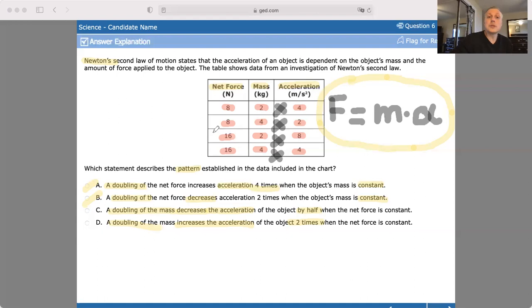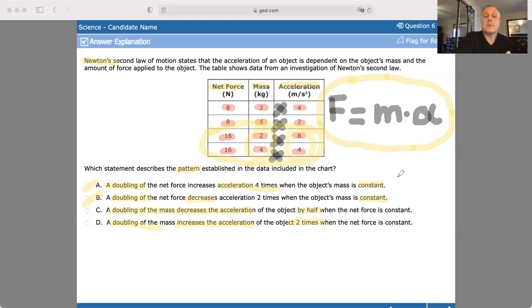You can also see that right here on the last 2 rows. We double the mass here from 2 to 4. And what happened to the acceleration? It went from 8 to 4 with the same mass.